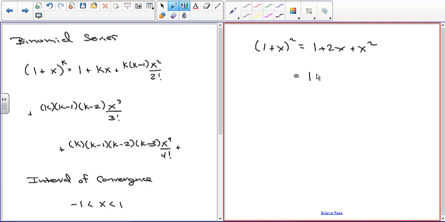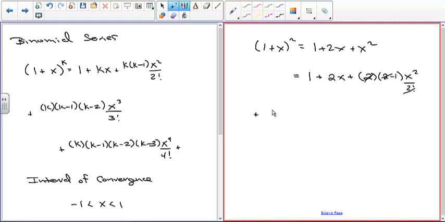So you have 1 plus k, which is 2, times x, plus then you have k, which is 2, times 2 minus 1, times x squared over 2 factorial. That cancels out with that. That's 1. So the first three terms of the series representation of a binomial series, for this case, is the exact series.